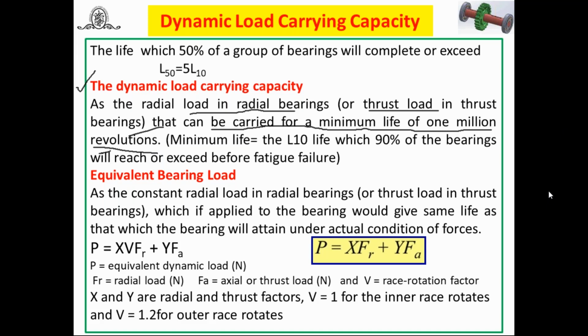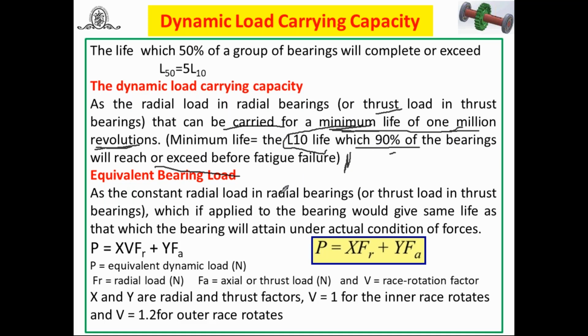Try to understand. Minimum life of 1 million revolutions. The dynamic load capacity of a bearing, how to define? The radial load in radial bearing, thrust load in thrust bearing that can be carried by that bearing for a minimum life. And I have already told this rating life is known as minimum life, L10 life, B10 life. Carried for a minimum life of 1 million revolutions. You have to remember this thing. But what is minimum life? I have told, it's L10 life, or 90% of the bearings will reach or exceed before the fatigue failure. Don't make any confusion here. Minimum life means L10 life which 90% of the bearings will reach.